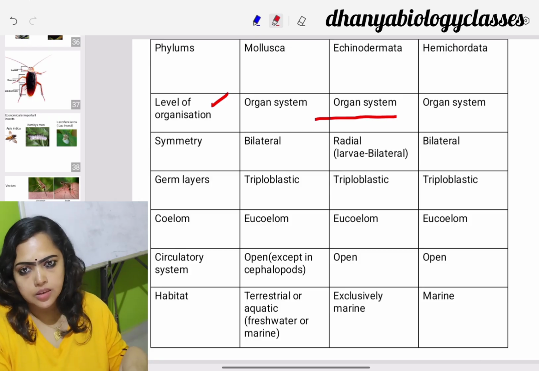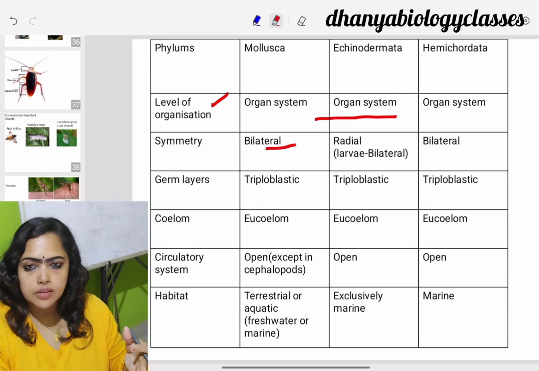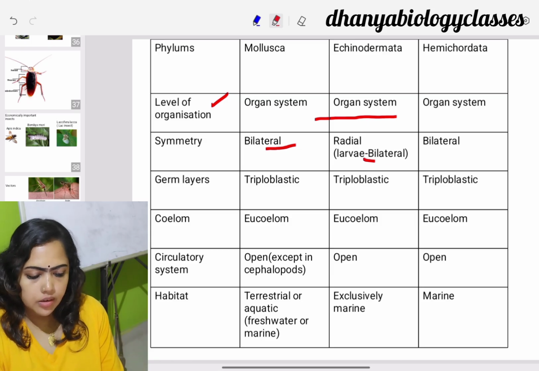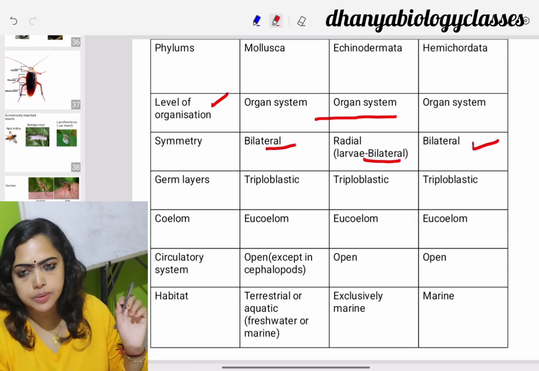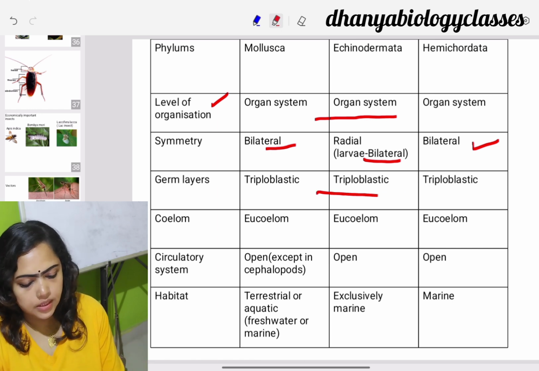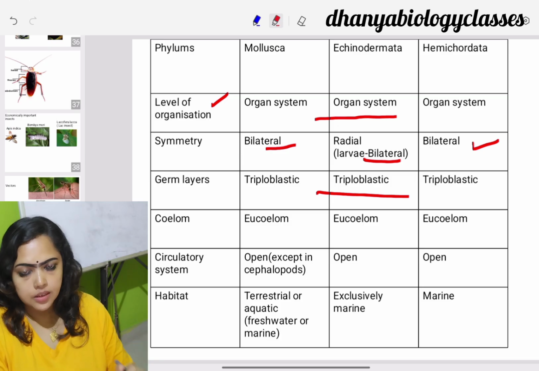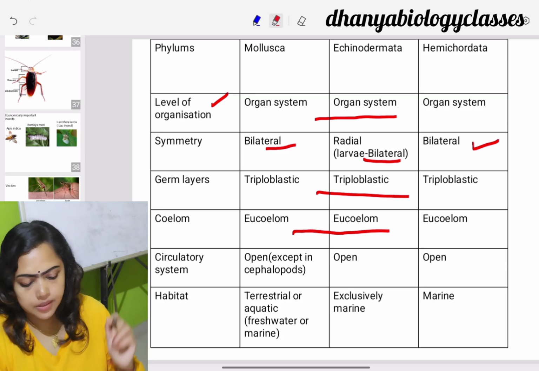And then about symmetry: Mollusca are bilateral, echinoderms are radial, but their larvae are what? Bilateral. And Hemichordata have bilateral symmetry. And then germ layers: all the phyla are triploblastic. Then about coelom, a mesodermally derived true coelom is present. That means what? Eucoelomate animals.